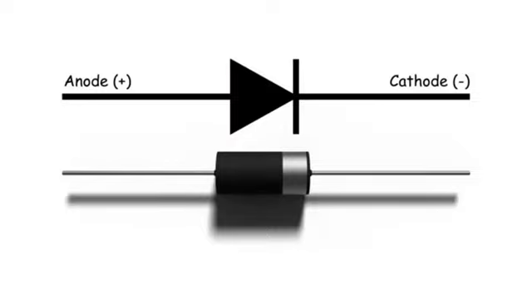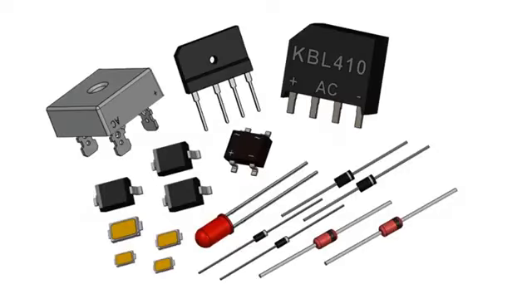After the resistor we are discussing the diode. What is the diode? What is the function of the diode? Why are we using the diode in our electronic circuits? What is the main function of the diode? How many types of diode are there? And how to check the diode in a circuit board?